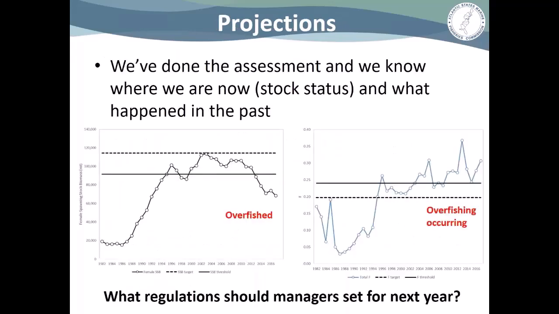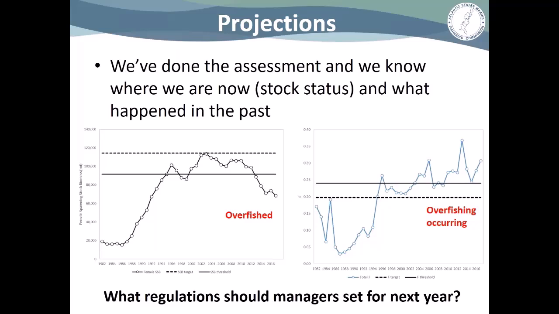So we've done our stock assessment. We know where we are now. That's our stock status. And we know what happened in the past. That's that sort of timeline of SSB and F over time. What do we do next? What do we do into the future? And that's where these projections come in. So here in this situation, I'm showing a graph of some example output where you can see we're overfished. That is, SSB is below that threshold, and overfishing is occurring, so F is above that threshold, which means we need to do something to help the population recover.